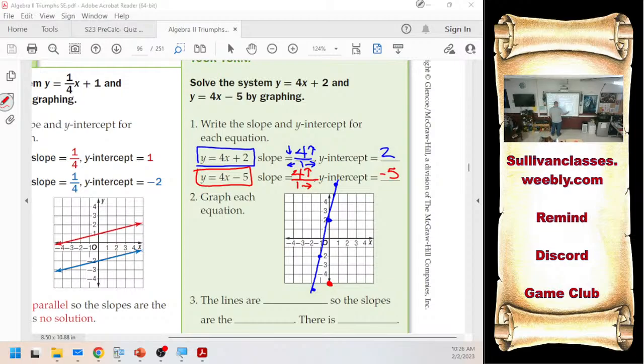Okay, that was something that should have been kind of pounded into your head last year too. If I go up 4 and over 1, up 4 and over 1, these 2 lines are never gonna cross. It's like train tracks. The lines are parallel. So the slopes are the same. So there is no solution. Okay.